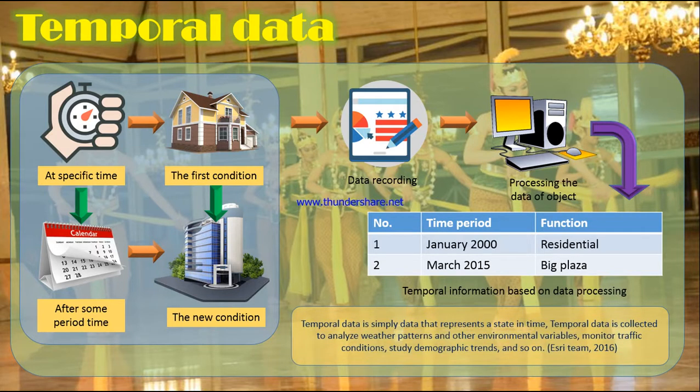As written in 2016 mentioned that temporal data is implied data that represent state in time. Temporal data is collected to analyze weather pattern and other environmental variables, monitor traffic conditions, study demographic trend, and so on.